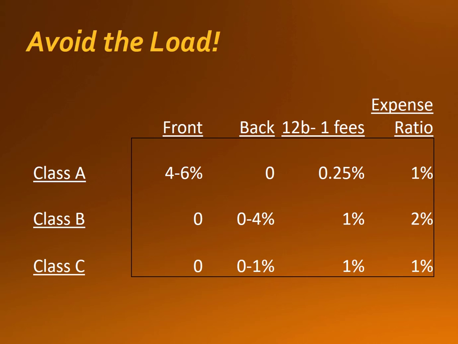Can you see how this can all add up no matter which class of funds you buy? Again, this can range from between 0 to up to 8%, combining the front-end or back-end charges. The 12b-1 fees are included in the operating expense ratios. Avoid the load.